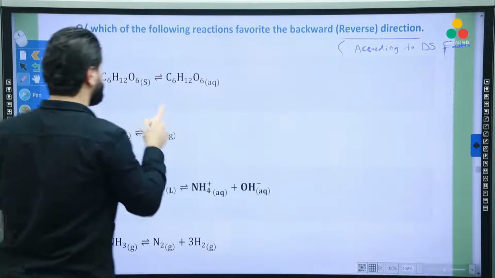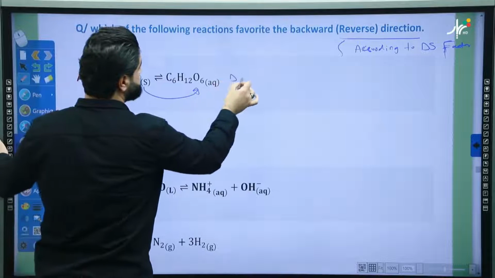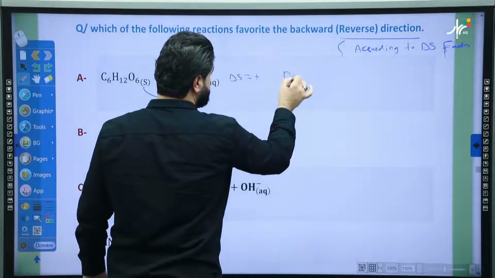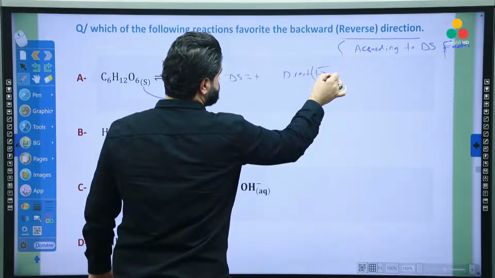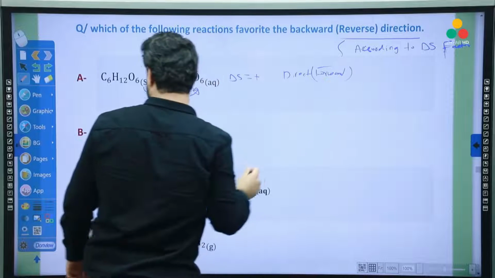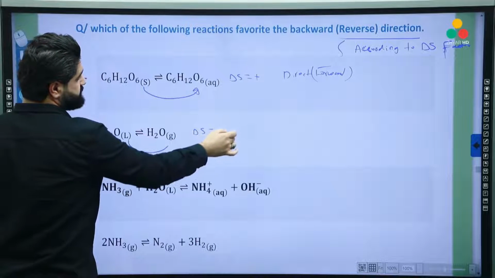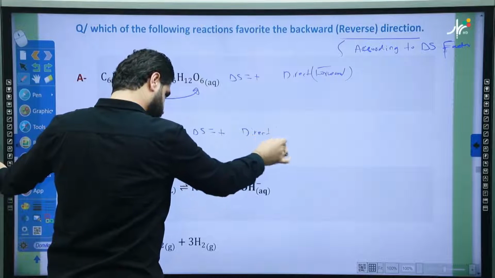Okay, look. Delta S for this reaction, solid to aqueous, is positive. Because it's positive, the direction will be direct, forward. Here, H2O liquid to gas, delta S is positive. So the direction will be direct, forward.